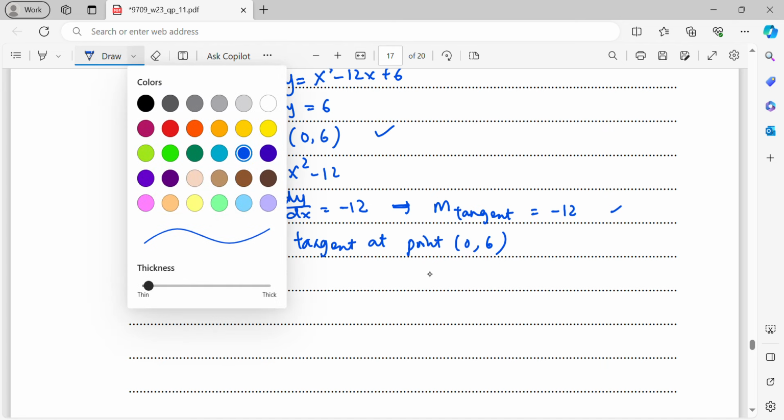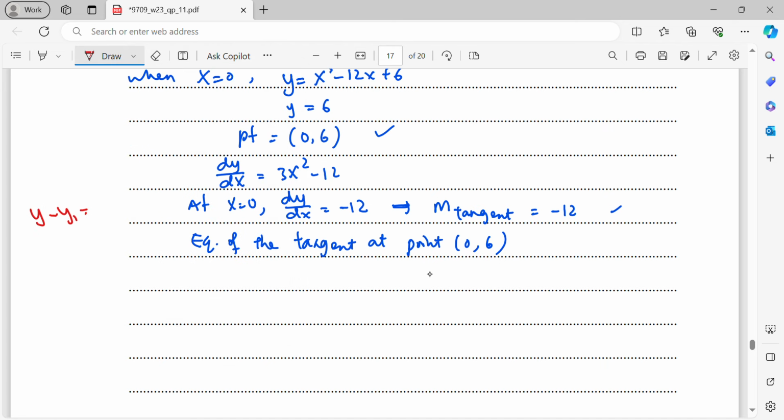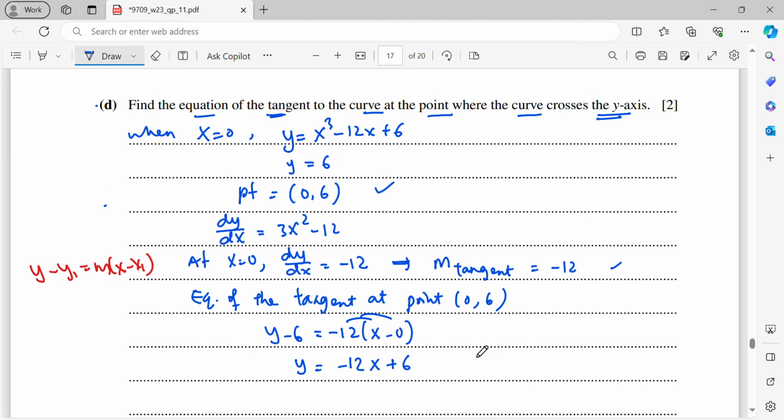So use a formula. Okay, y minus y1 is m bracket x minus x1. This is the equation of a straight line. Then from here, I will get y minus 6 equals m is negative 12, x minus 0. Then y equals, here do expansion, negative 12x. Then the minus 6 move to the other side, plus 6. So this will be the equation of the tangent when the curve crosses the y-axis.